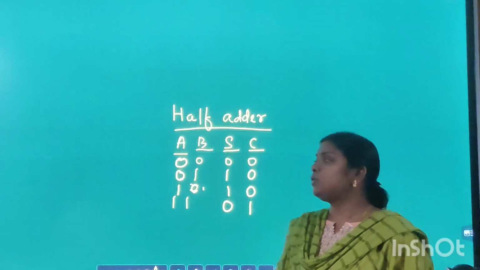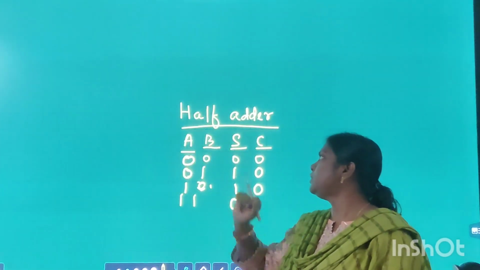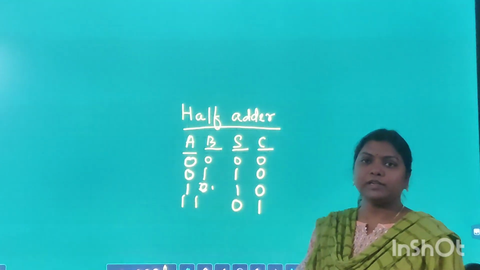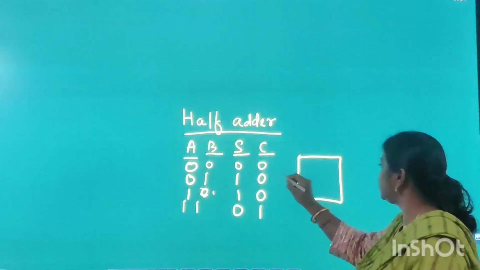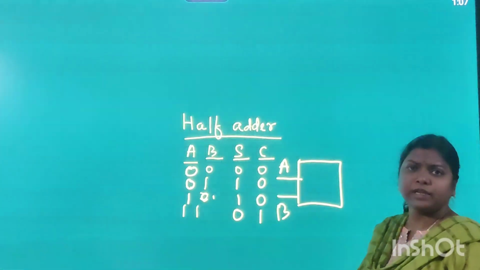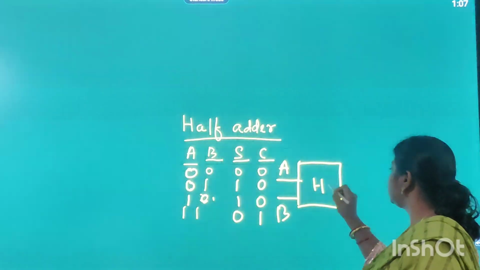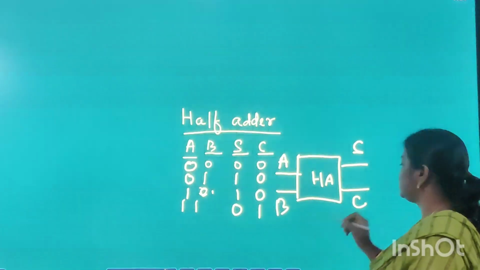So sum and carry are both outputs, and two binary inputs are given, A and B. This is the symbol of the half adder circuit in which two binary inputs are given, A and B. This is a half adder circuit, and here the output is sum and this is your carry.